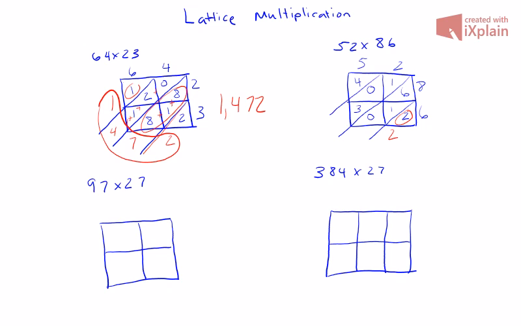So 2, 6 plus 1 plus 0 is 7. 3 plus 0 plus 1 is 4. And 4 plus nothing is 4. There's my answer: 4, 4, 7, 2.